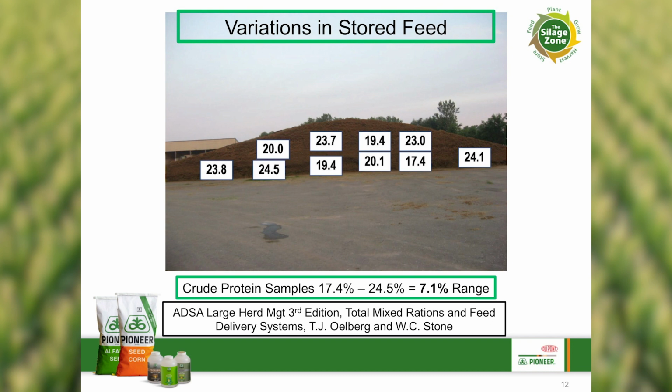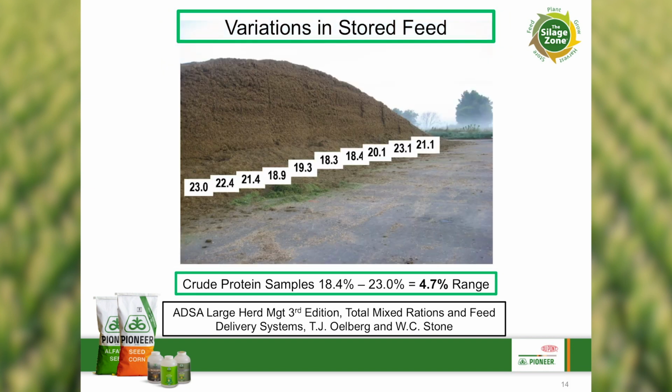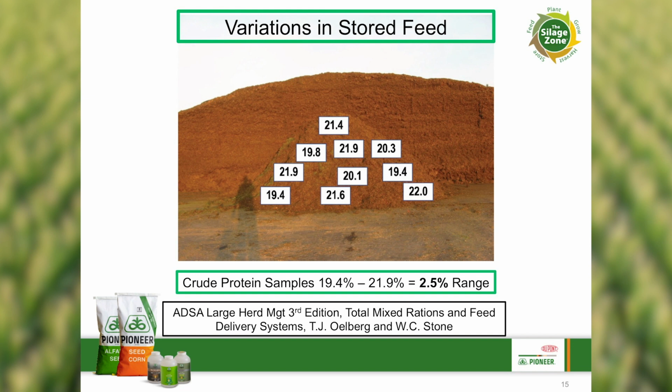The next one I want to show you is variations in stored feed that they found on a haylage pile done by Olberg and Stone, where they went across the face and looked at the crude protein samples. There was a 7.1% range just going across the face in various points. When they defaced it and brought it down, then you can see that it shortened up that range to 4.7%. And when they actually brought it together with the loader tractor, dumping it to where it got mixed well, they ended up with just a 2.5% range. So their sample is going to be a lot closer to what the average is for that pile if it's done correctly.